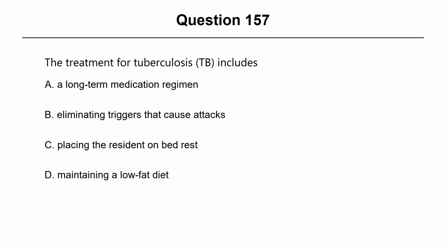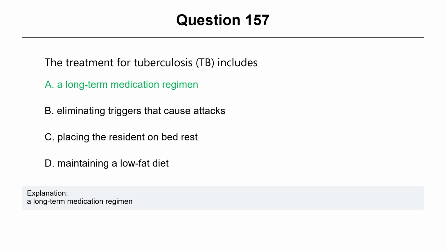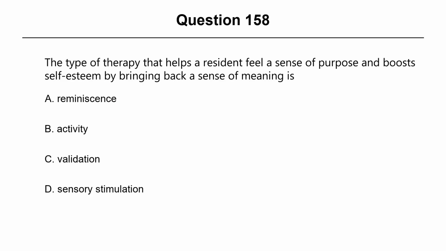The treatment for tuberculosis, TB, includes option A, a long-term medication regimen, option B, eliminating triggers that cause attacks, option C, placing the resident on bed rest, option D, maintaining a low-fat diet. The correct answer is option A, a long-term medication regimen. A long-term medication regimen. Question 158.